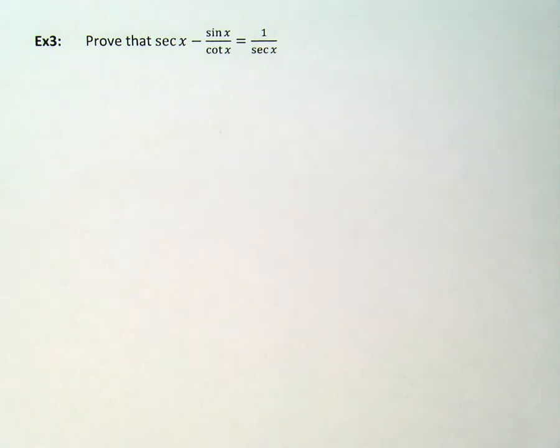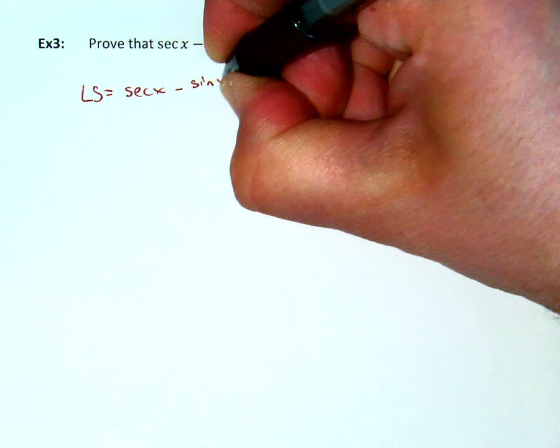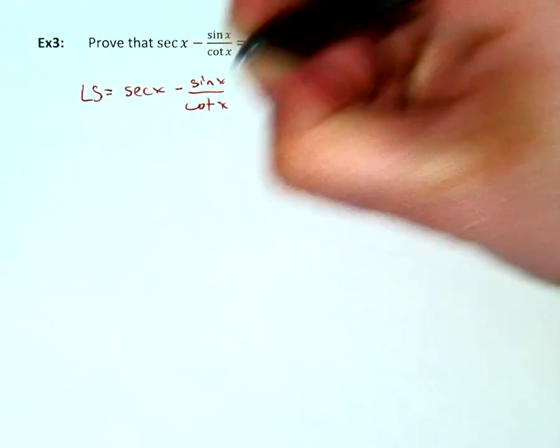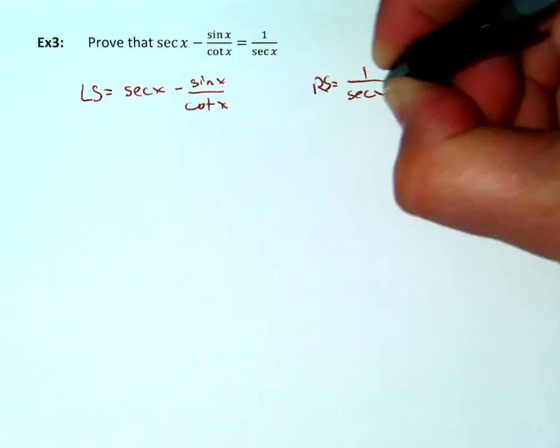Hello, just another example of proving a trigonometric identity. So my first step is always split it up into left side and right side. So the left side of the equation is secant x minus sine x over cotangent x. The right side is 1 over secant x.